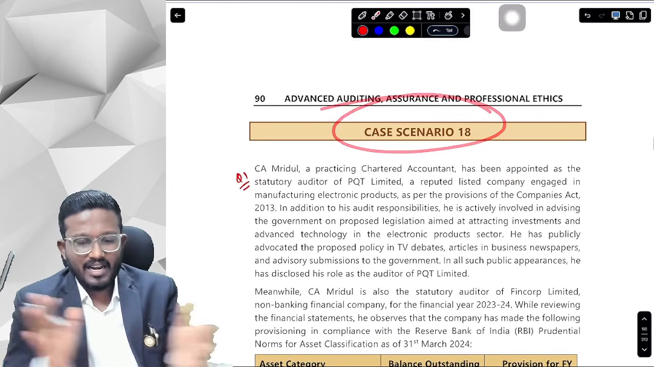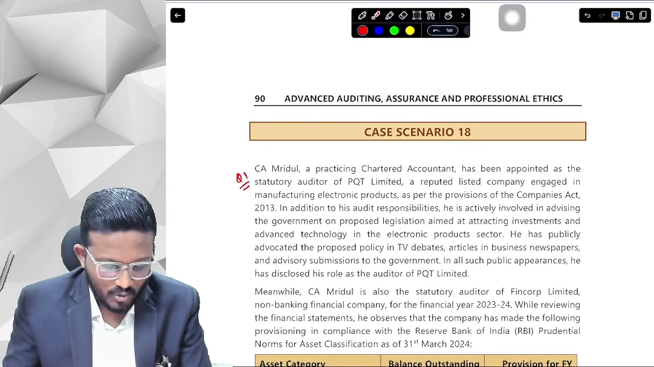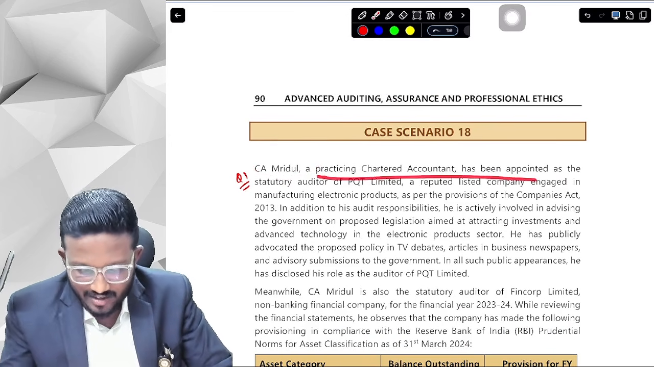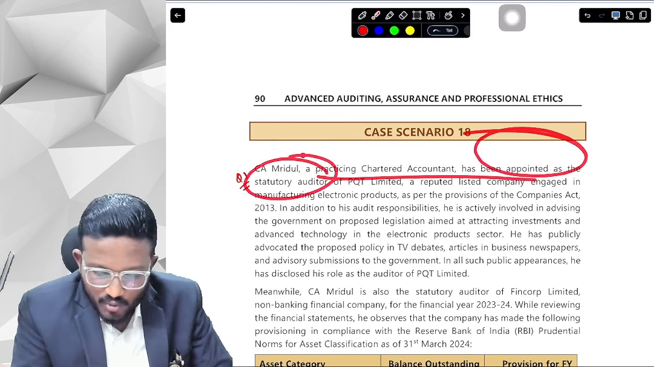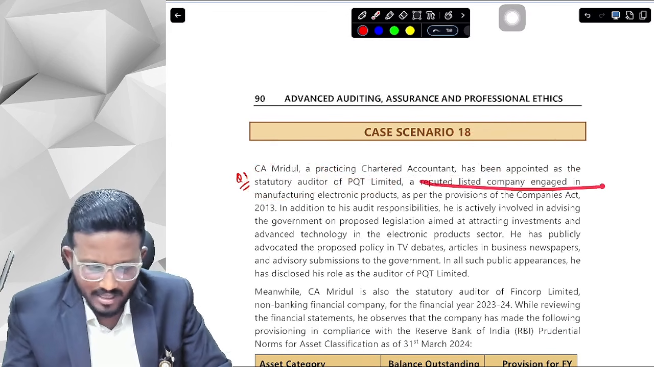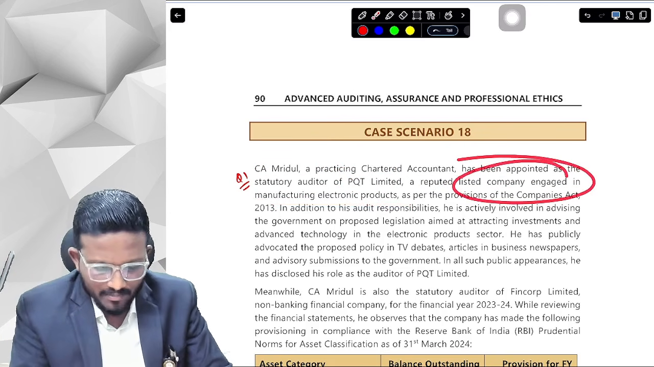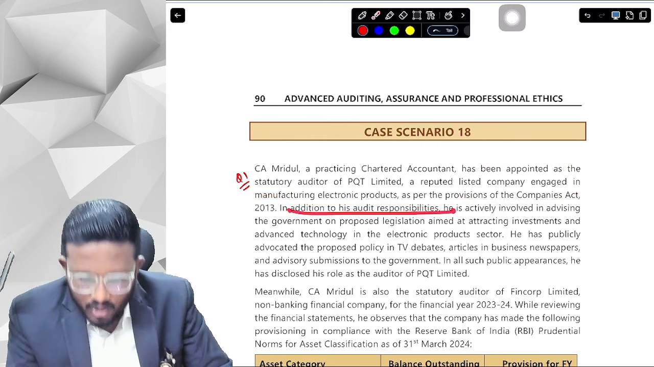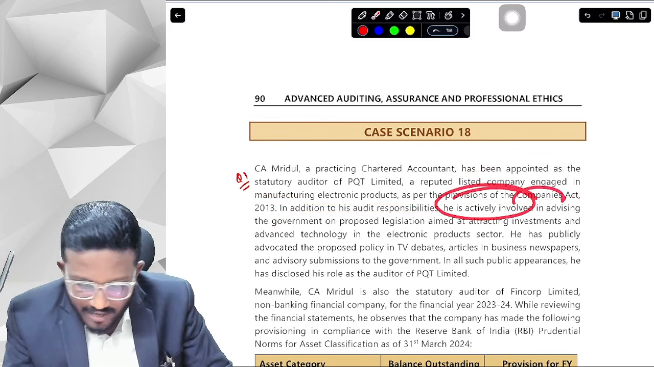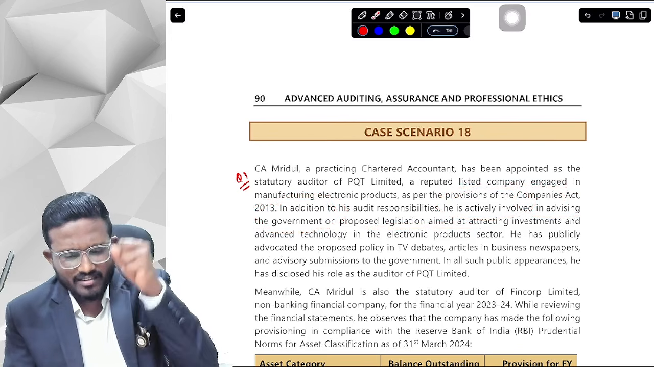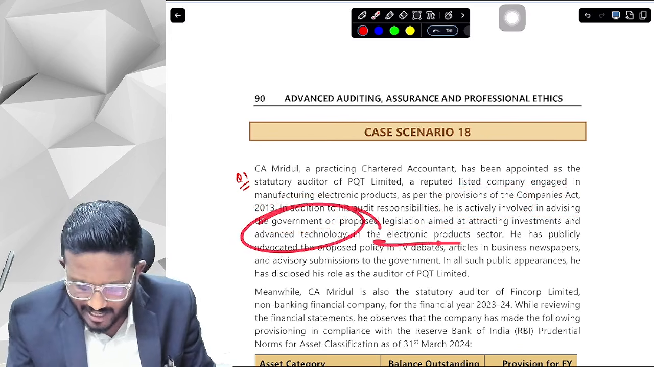Let's do case scenario number 18. So what does it say, sir? Here we need to do question number 1 from here. It says, there is CM Radul, a practicing chartered accountant, who has been appointed as statutory auditor of this particular limited company, which is a reputed listed company engaged in manufacturing of electronic products as per Companies Act 2013. In addition to audit responsibilities, we are actively involved in advising the government on proposed legislation that is aimed at attracting the investments and advanced technology in the electronic products sector.